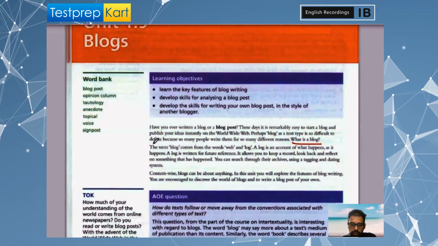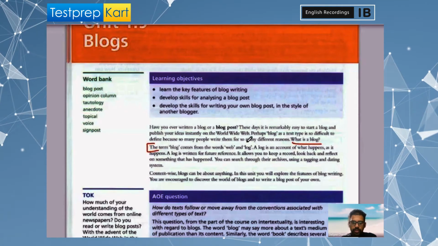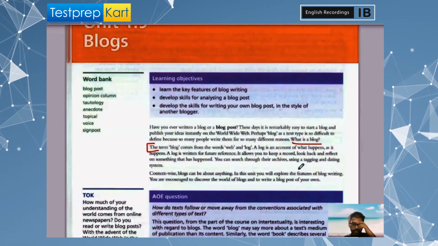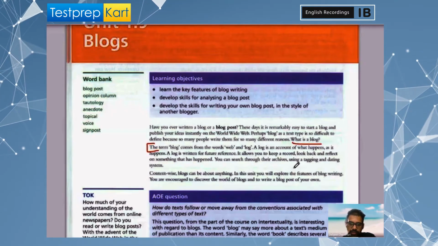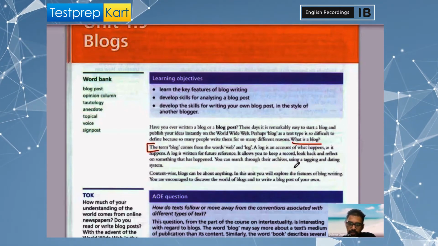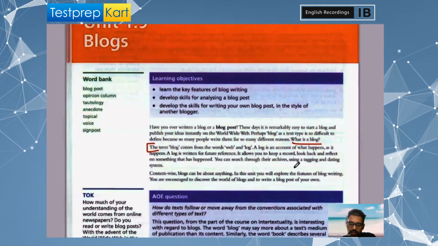The term blog comes from the words web and log. A log is an account of what happens as it happens. A log is written for future reference. It allows you to keep a record, look back, and reflect on something that has happened.